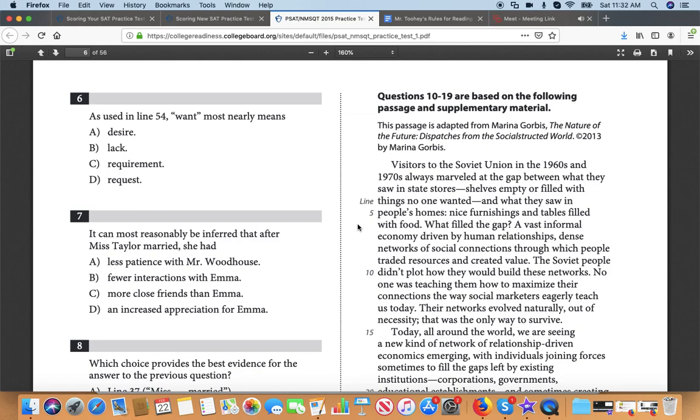Visitors to the Soviet Union in the 1960s and 1970s always marveled at the gap between what they saw in state stores, shelves empty or filled with things no one wanted, and what they saw in people's homes, nice furnishings and tables filled with... Okay, I'm going to stop you real quick.